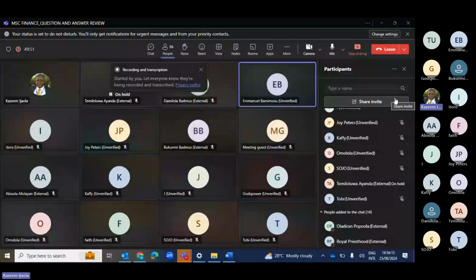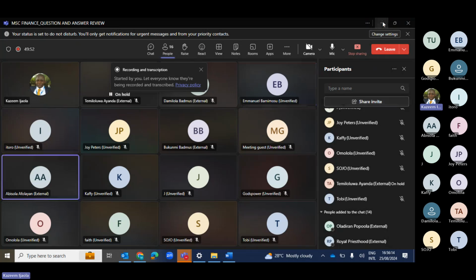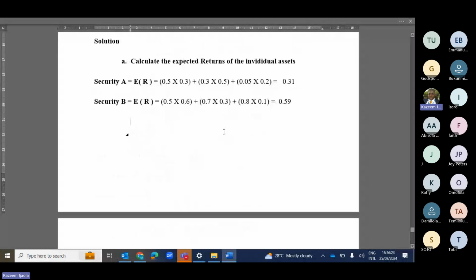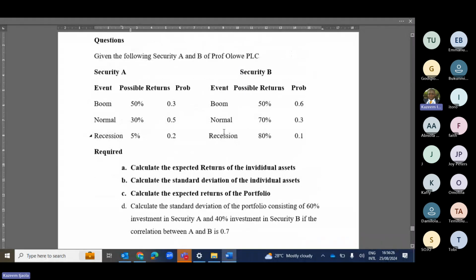All right. So we are done with C. Please ignore that ping sound you are hearing. It's the UPS, doesn't matter. So the last thing is for us to calculate the standard deviation of the portfolio. That's the D part.